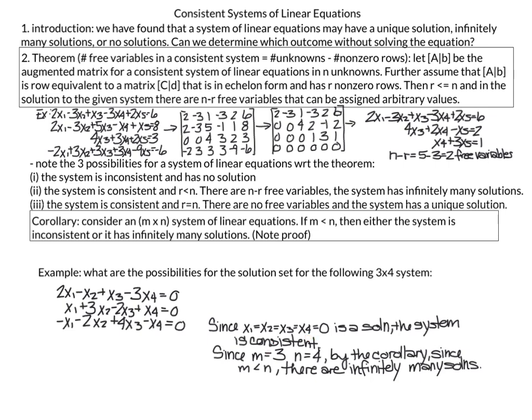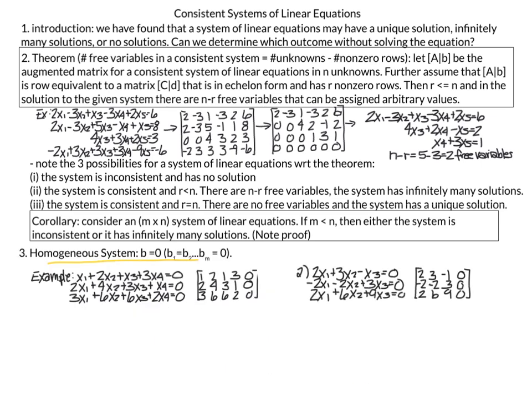Since m is equal to 3 and n is equal to 4, by this corollary, since m is less than n, this system is either inconsistent, which we've already shown is not the case, so it must have infinitely many solutions. So that is our conclusion. Therefore, there are infinitely many solutions.